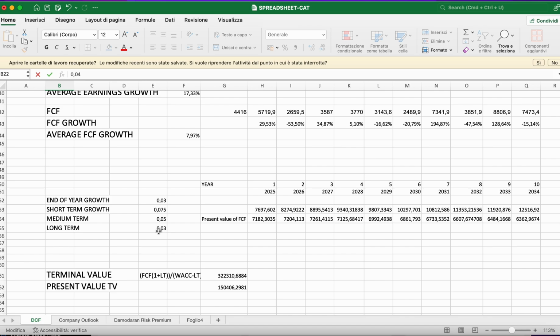For the long term, I've kept it at what I think is the sustainable growth for Caterpillar. They usually take the GDP as a reference. Caterpillar is exposed globally, but mainly in the US, and the US is expected to grow for the long run on average around 3% every year.